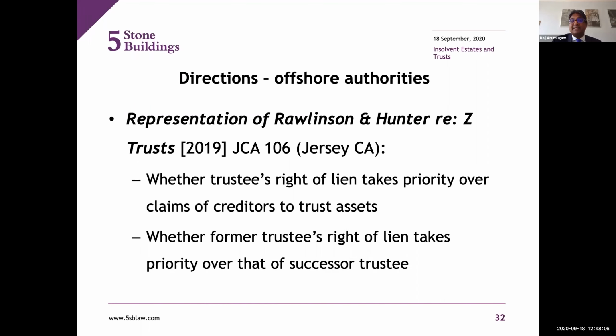And then secondly, the Court of Appeal held that the former trustee's right of lien took priority over creditors who claimed trust assets through the successor trustee's right of lien. That was, again, on the basis that the various creditors were claiming through, as it were, the doorway of the trustee's right of lien through that equitable right. And that's how different creditors would potentially have priority over other creditors.